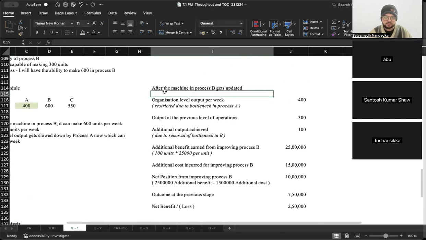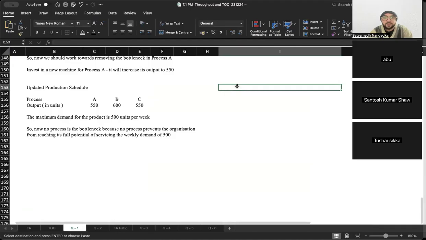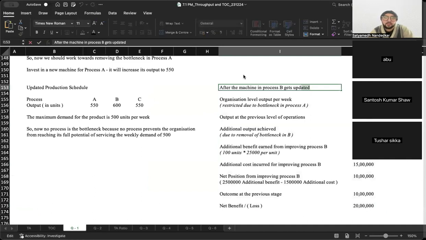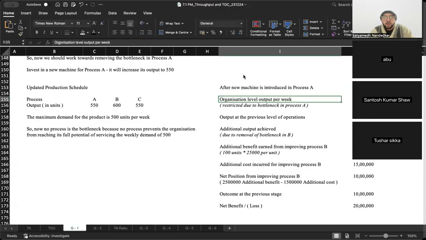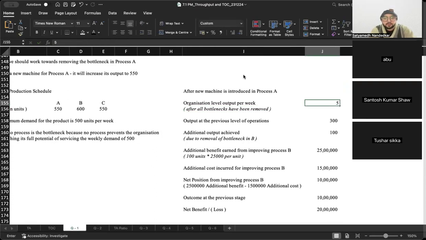Okay, so I'm just going to copy this for a reason. We will make changes in this one by one. After the new machine is introduced in process A, organization level output per week after all bottlenecks have been removed is 500. Output at the previous level of operations, 400.